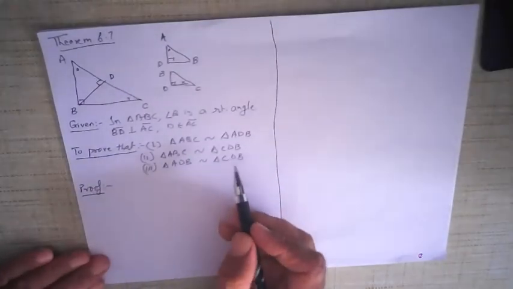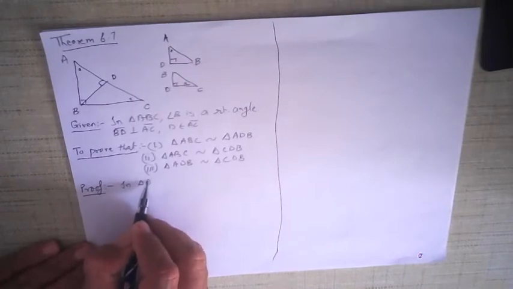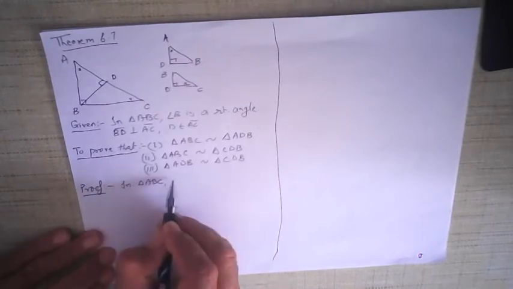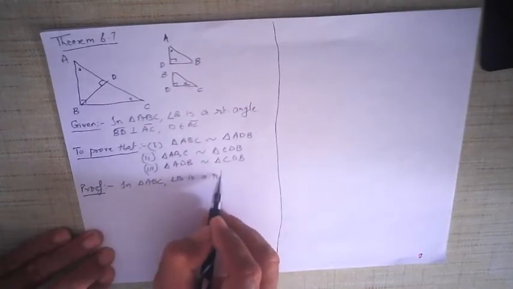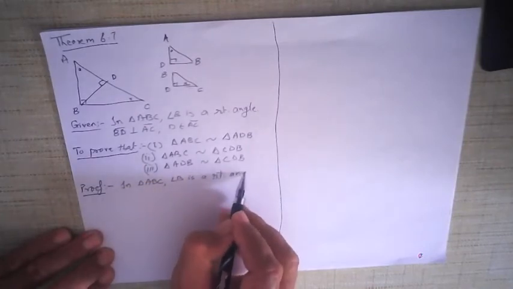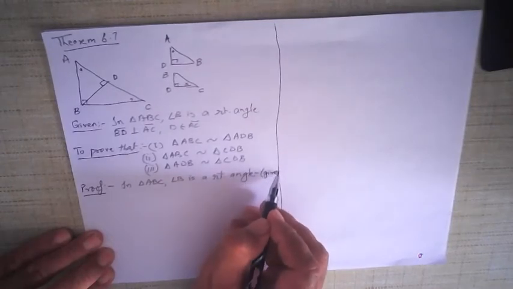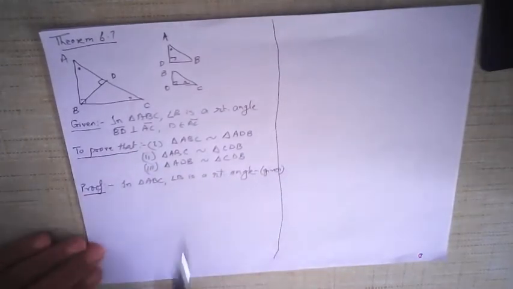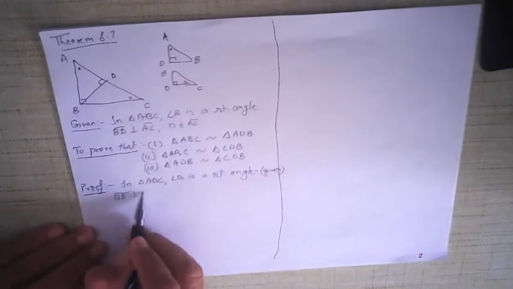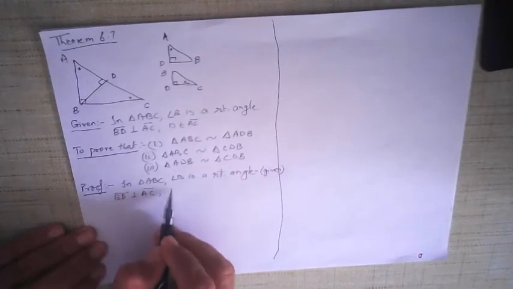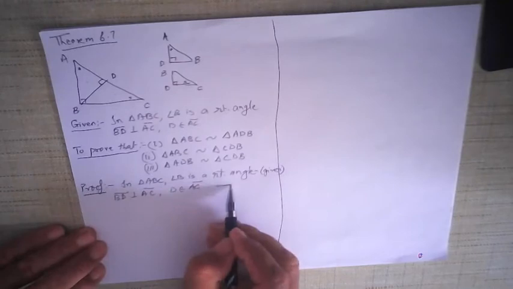Alright, now let us begin the proof. Always begin with what we know. In triangle ABC, angle B is a right angle. This is given to us. So we can write in bracket, given. And we are also told that BD is perpendicular to AC, where D belongs to line segment or side AC. This is also given to us.